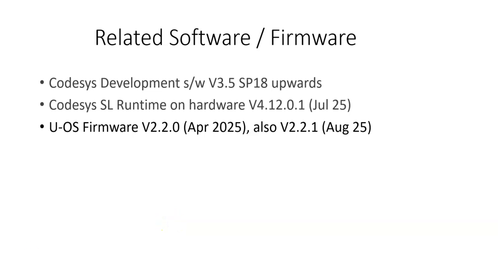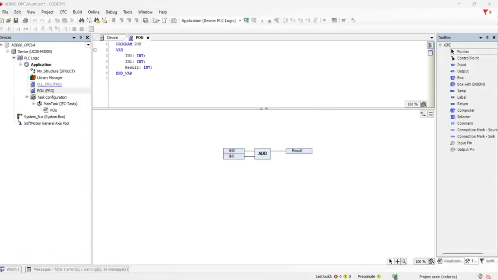I'd suggest the first step is to open up a Codesys project and create a very simple application. So let me do that now. So there is my project. As you can see, it doesn't get much simpler. I've just got one POU in use, which is written in continuous flowchart, and I'm just using 2 inputs, putting them into an add block and getting a result.